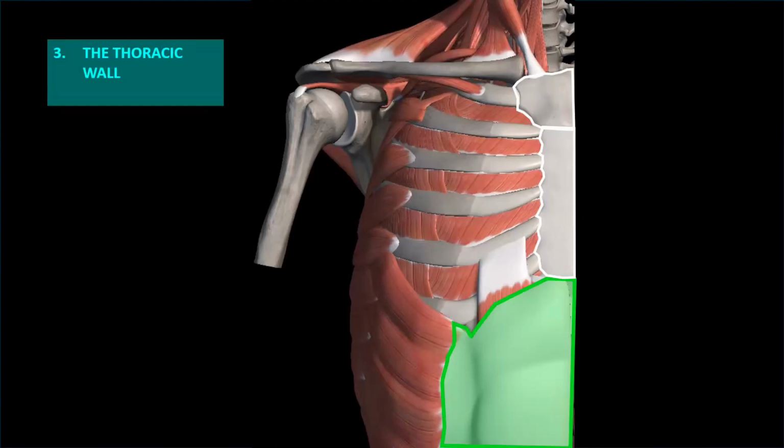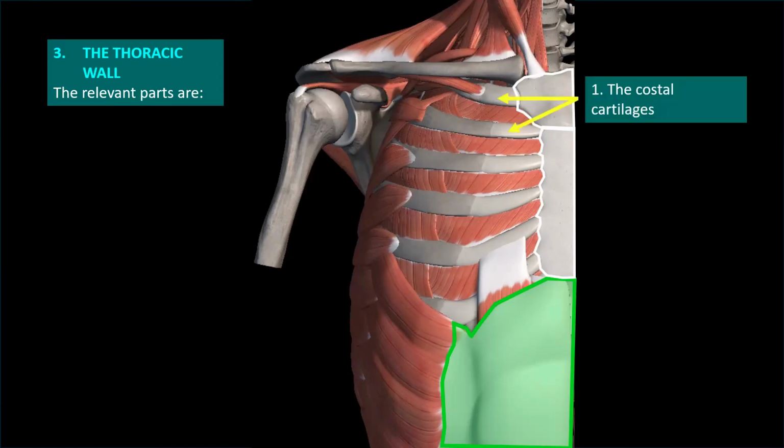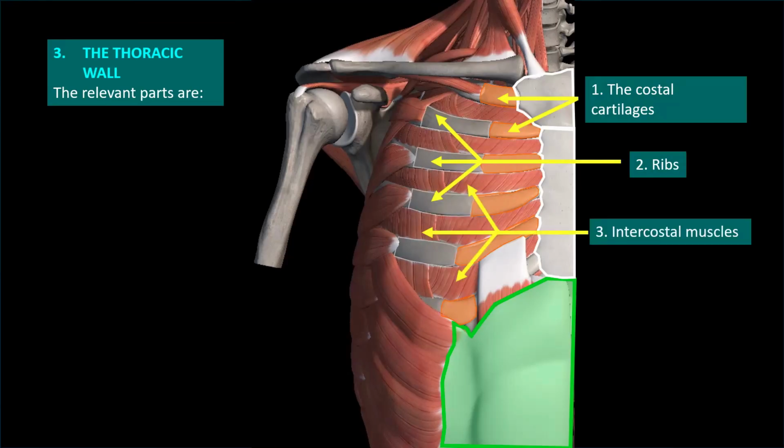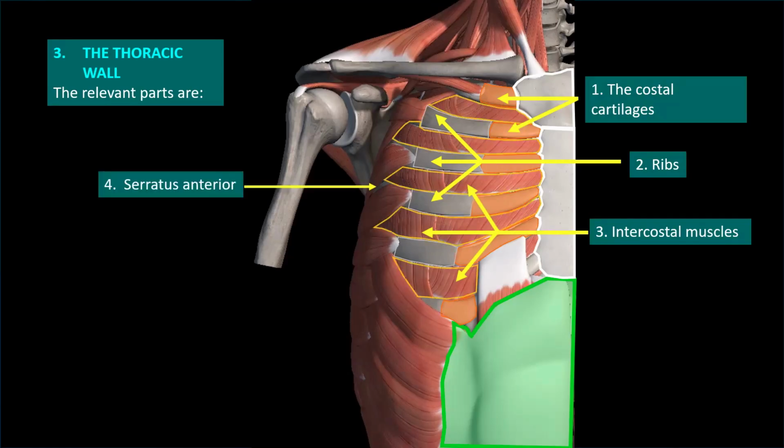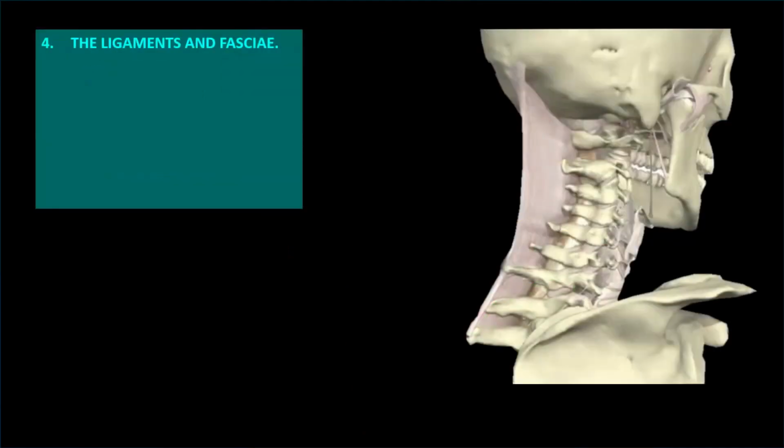3. The thoracic wall. The relevant parts are 1. The costal cartilages. 2. The ribs. 3. The intercostal muscles. 4. The serratus anterior. 4. The ligaments and fasciae.